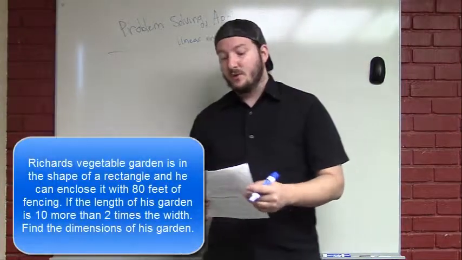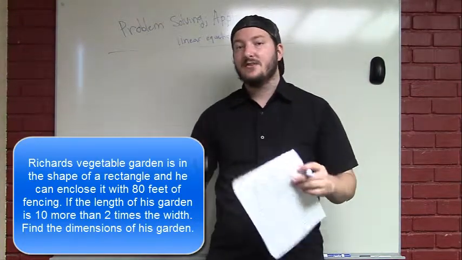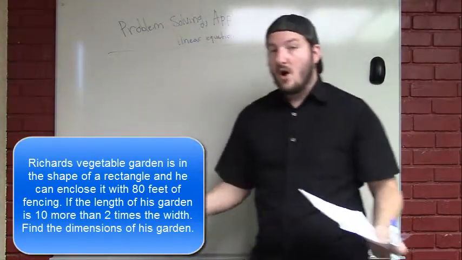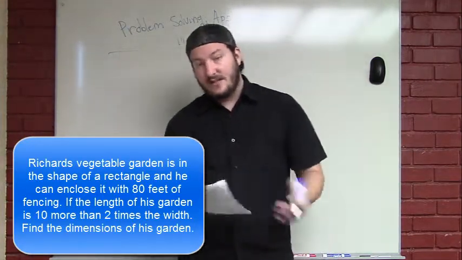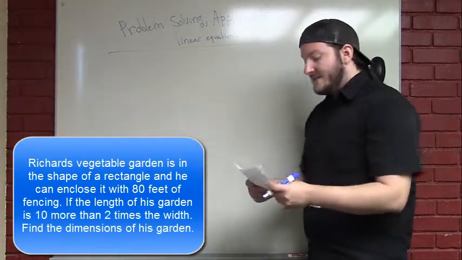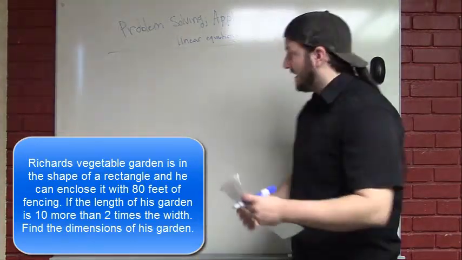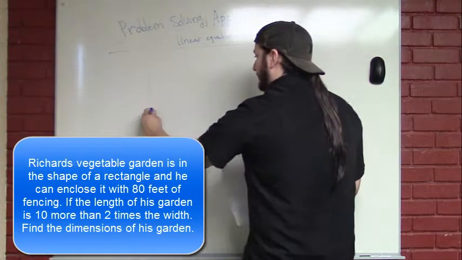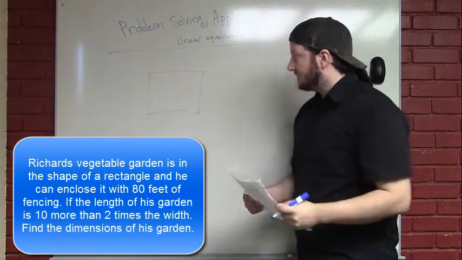Richard's vegetable garden is in the shape of a rectangle. Whenever you hear that, draw a picture. Most of us are visual people, at least I know I am. I need to see a picture. So we know that apparently I have a garden and it's in the shape of a rectangle. So just come over here and draw a rectangle.